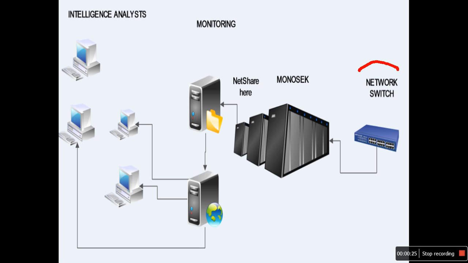First is this really dumb network which cannot make any decisions for us. So there will be numerous hosts connected to this network switch, which will then transfer all the packets through port mirroring to this monosec server. The monosec server will process all the KDF files here and keep them ready.